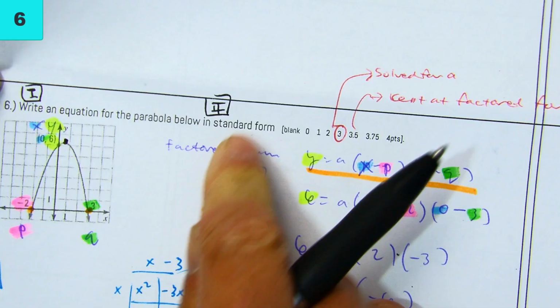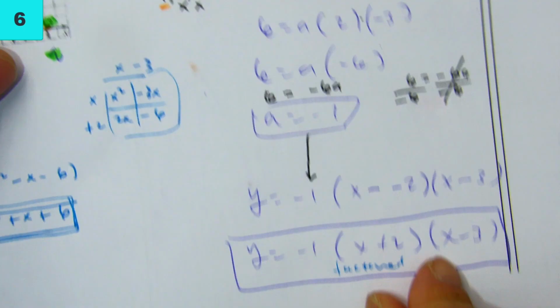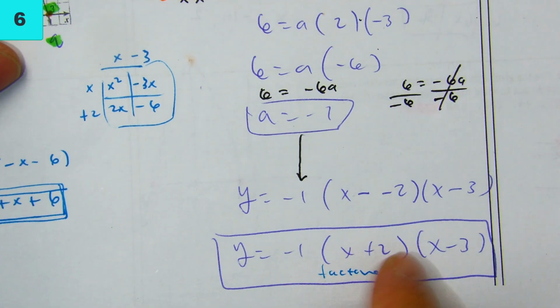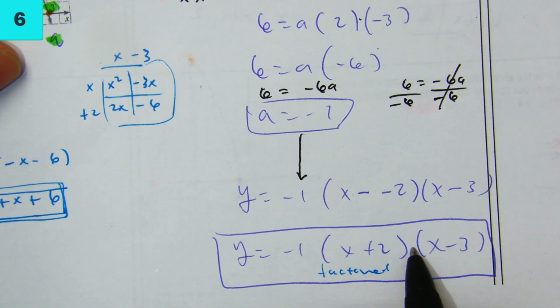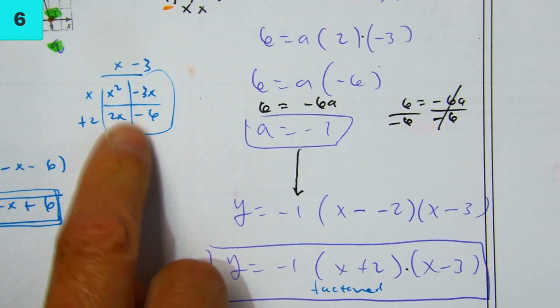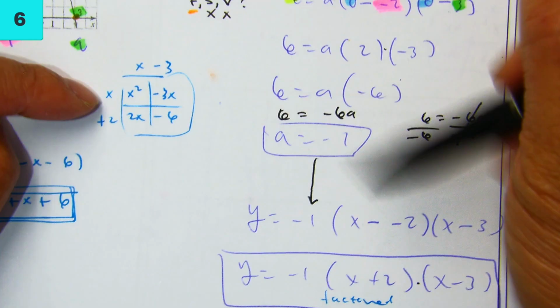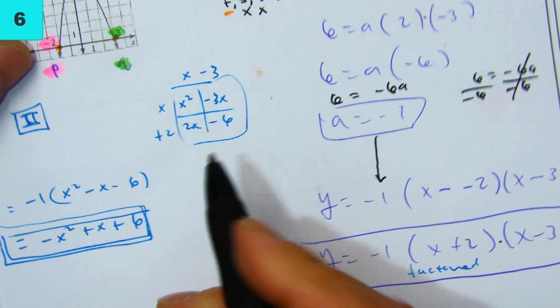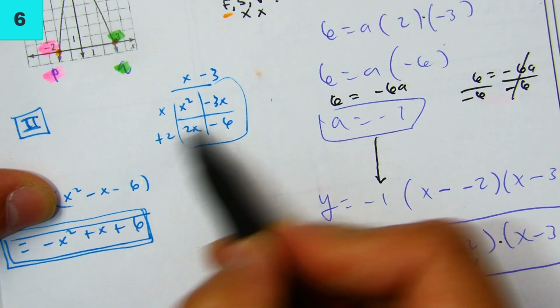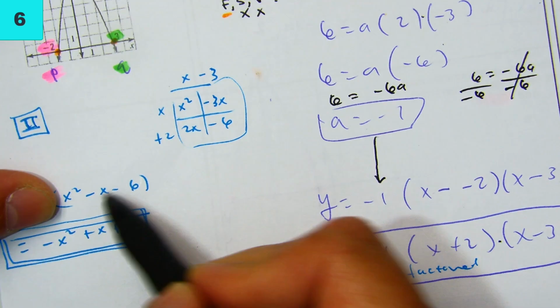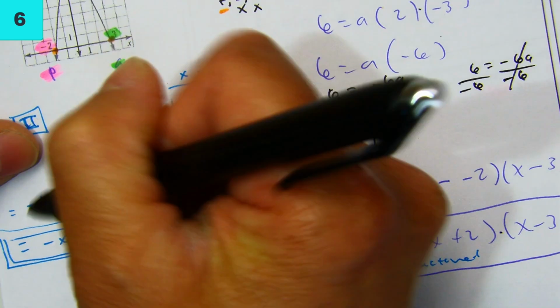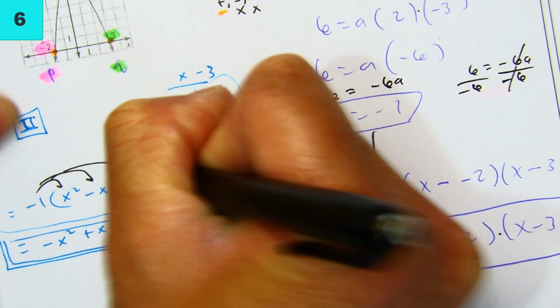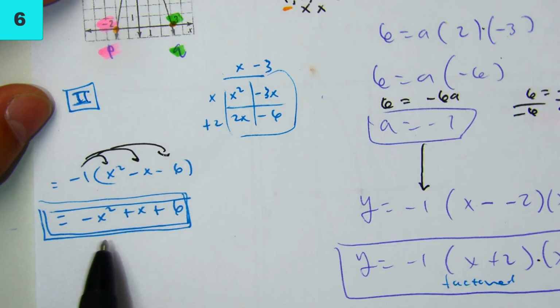So how do you get into standard form? You're going to have to multiply these. So I chose to multiply these first, Euler box method. You write them on the outsides, you multiply, and then you add. So x squared, that becomes -1x, -6. Then I distributed the -1. And this would be my answer in standard form.